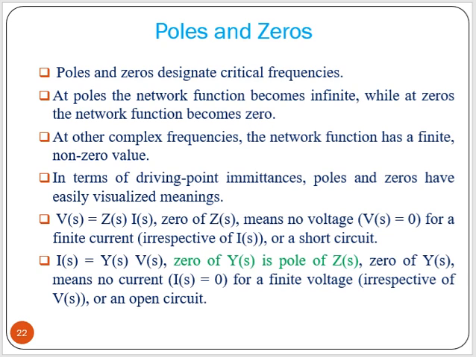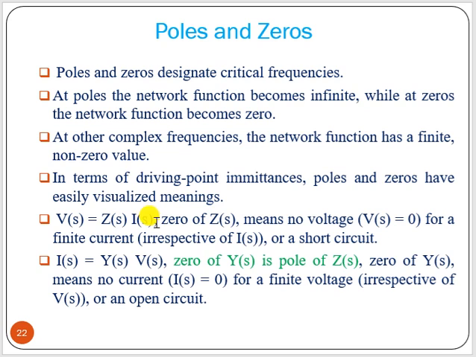Now poles and zeros designate the critical frequencies. At poles, the network function becomes infinite, while at zeros, the network function becomes zero. At other complex frequencies, the network function has a finite non-zero value. In terms of driving point immittance, poles and zeros have easily visualized meaning. Suppose we have Vs equal to Zs Is. Zs is the impedance function. Now zeros of Zs make Zs equal to 0.